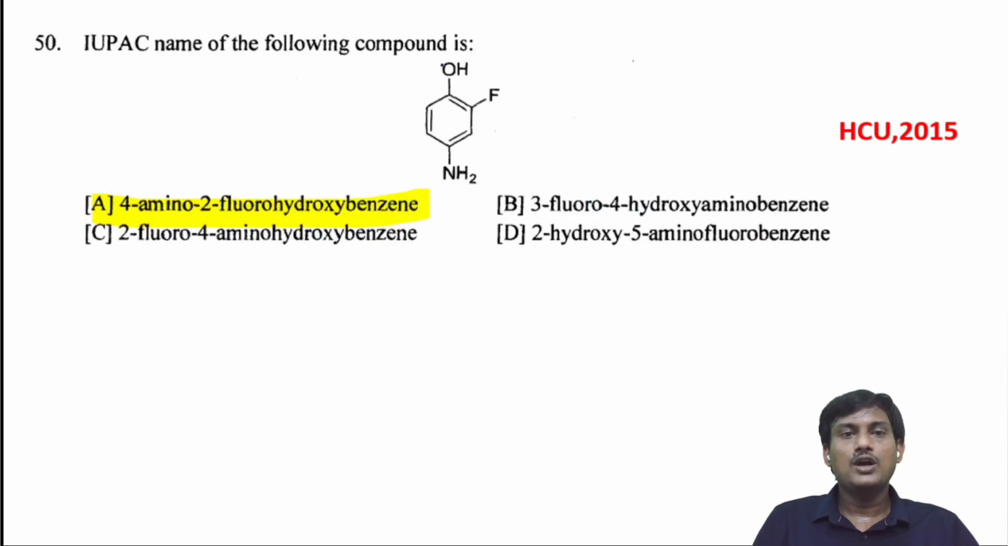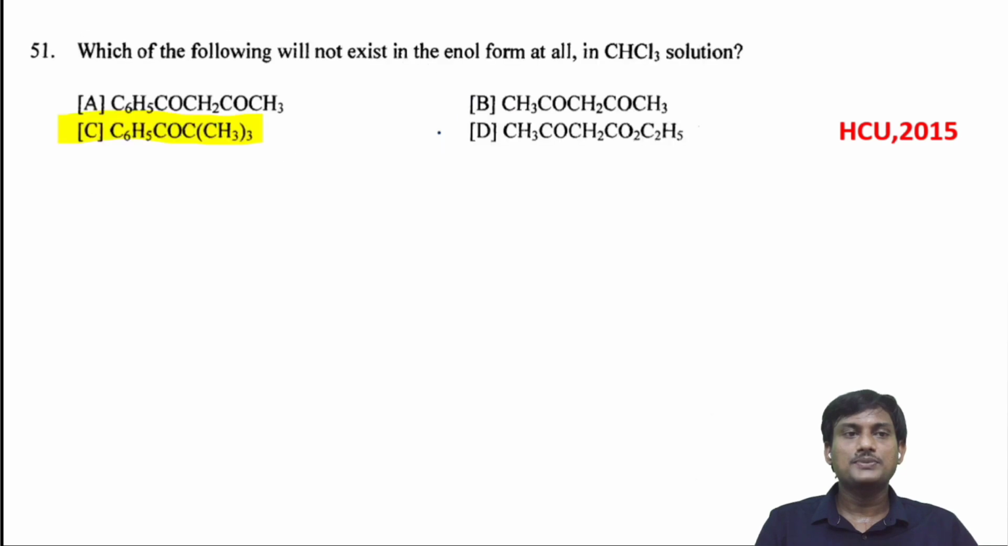IUPAC name of the following compound is. We have to give numbering. This is the main functional group. OH is the main functional group. We have to give numbering from this carbon. 1, 2, 3, and 4. So 4-amino, 2-fluoro, hydroxy, benzene. This is the correct option.